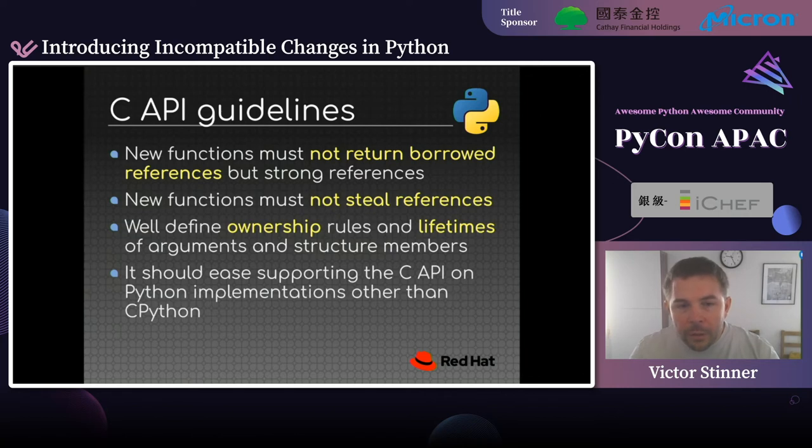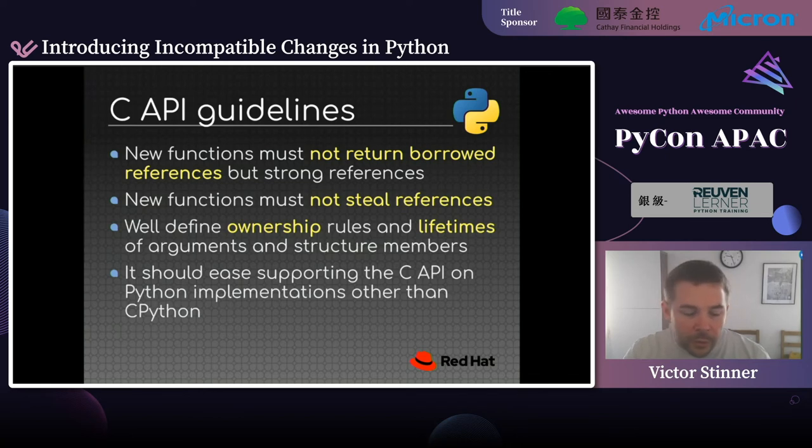Another change that we made in Python is to design guidelines, because the C API has some flaws that make it inefficient on other Python implementations. We would like to fix these flaws, but it's not easy to fix them without breaking the C API. So what we did is to design a few guidelines to at least prevent the issue in new code. In new functions, you must not return borrowed references, but strong references. And you must not steal references on function arguments, but just add a new reference in your code. You also have to well define the ownership rules and lifetime of arguments and structure members.